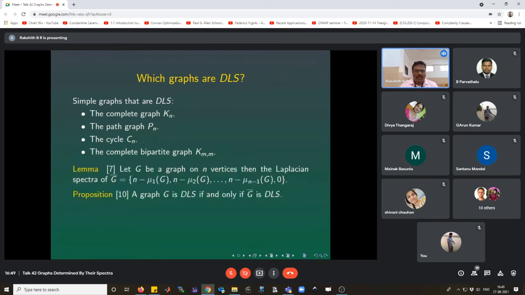And using this proposition, you can see that the complement of a cycle graph is also determined by the Laplacian spectrum. The complement of the complete bipartite graph Km,n is also determined by the Laplacian spectrum.